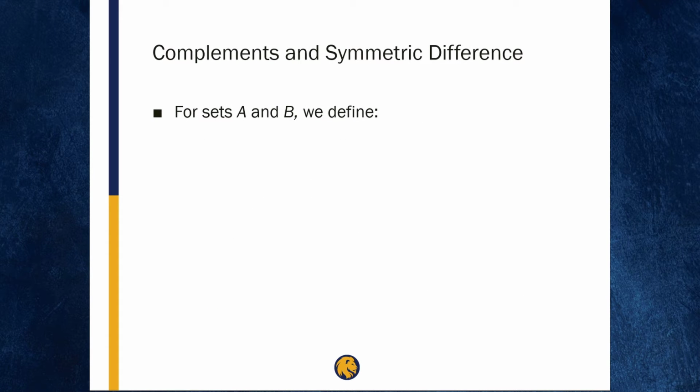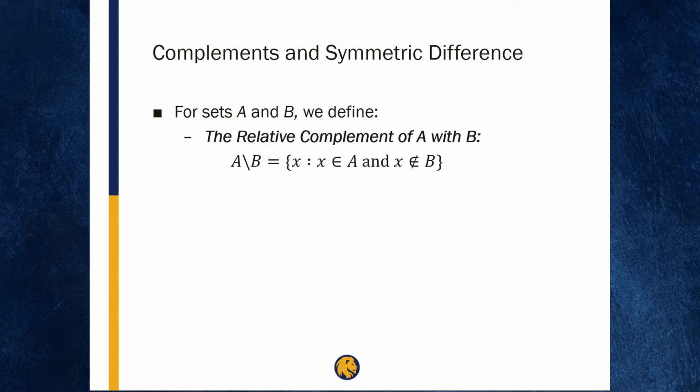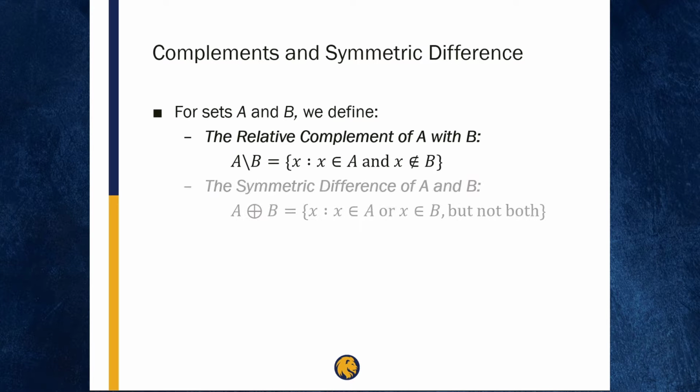Two other set operations we defined are complements and symmetric differences. For sets A and B, we defined the relative complement of A with B as A with a backslash B, and it's equal to the set of all x such that x is an element of A and x is not an element of B. For the symmetric difference of A and B, we use this symbol that looks like a plus inside of a circle, and that stands for the set of all x such that x is an element of A or x is an element of B, but not both.